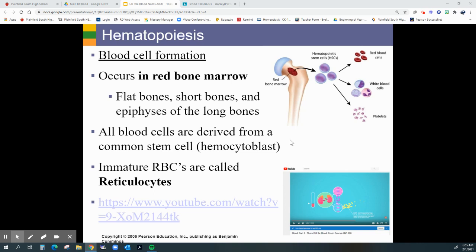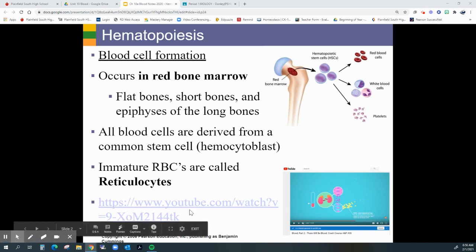All right, all blood cells are derived from a specific common cell called a hemocytoblast. Sorry, I'm having a hard time pronouncing that this morning. So the hemocytoblast is where they all take off from. When we talk about red blood cells, the immature ones, when they first start out, are referred to as reticulocytes. And then they mature from there to be able to obtain and hold oxygen.